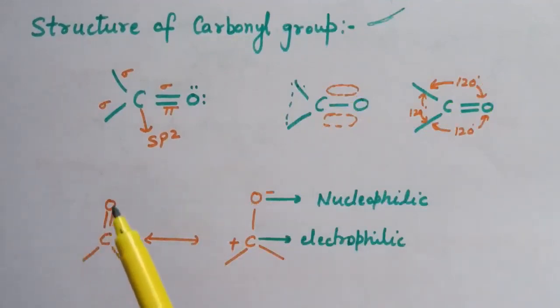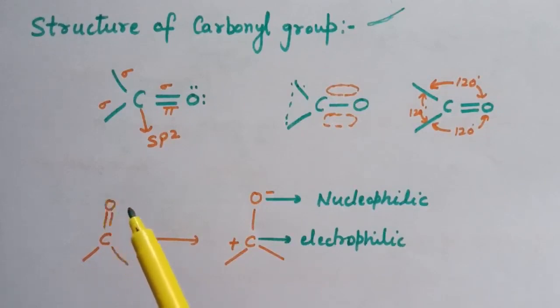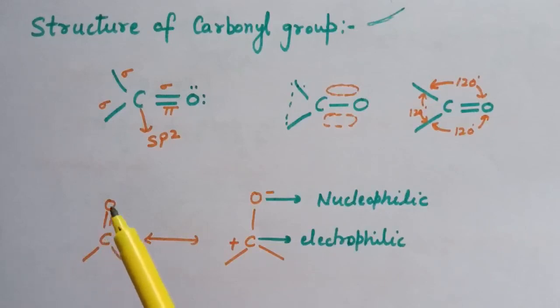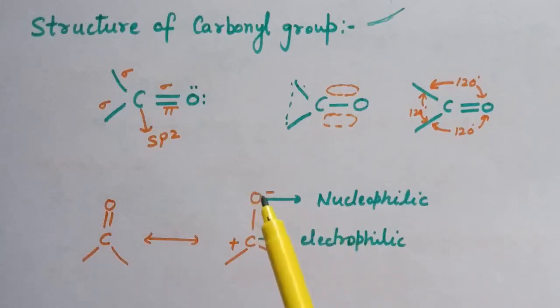Now here in carbonyl group, due to difference in the electronegativity of carbon and oxygen, this carbon-oxygen double bond is polarized due to higher electronegativity of oxygen relative to the carbon. Hence, carbonyl carbon is electrophilic. Now, due to difference in the electronegativity, oxygen will acquire negative charge and carbon will acquire positive charge. This carbonyl carbon is electrophilic in nature, and this carbonyl oxygen is a nucleophilic center.